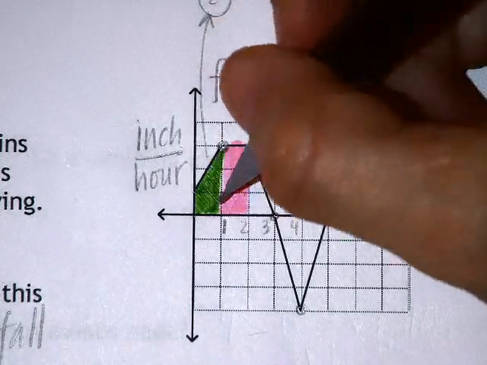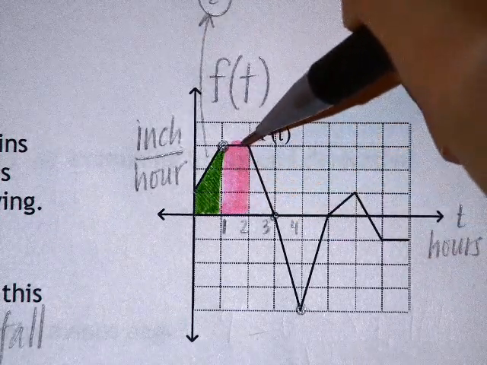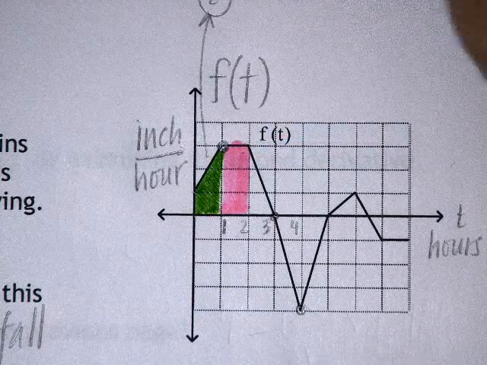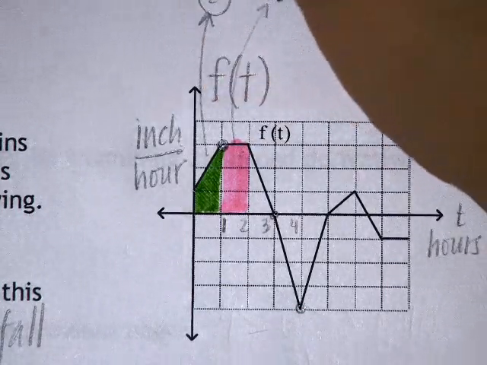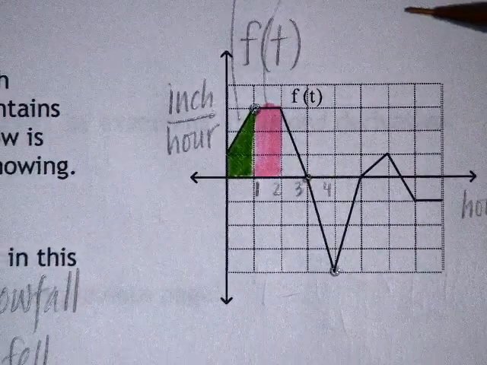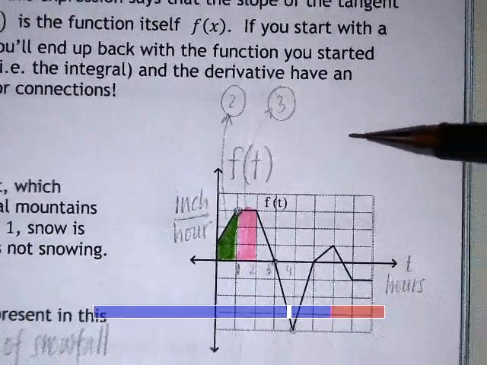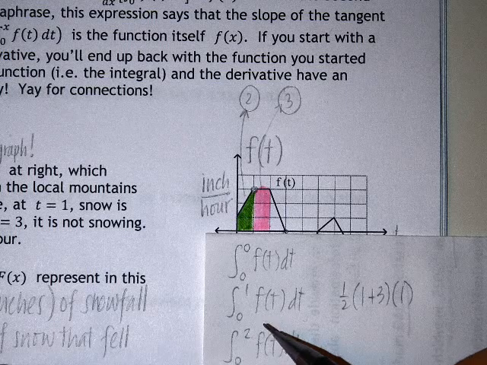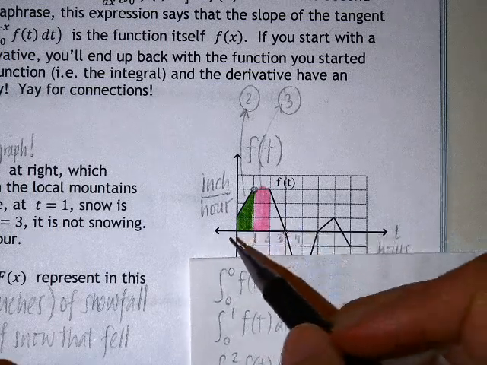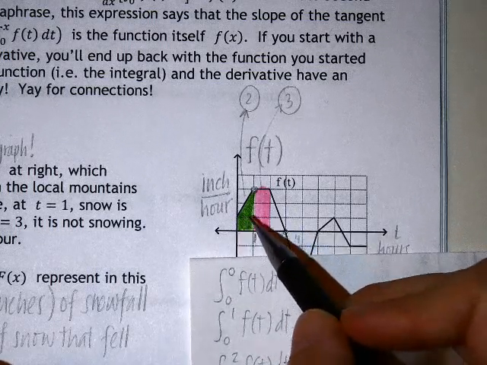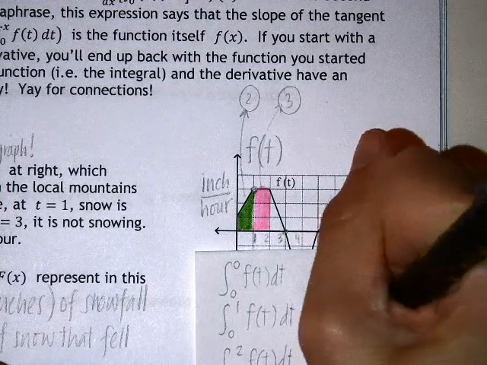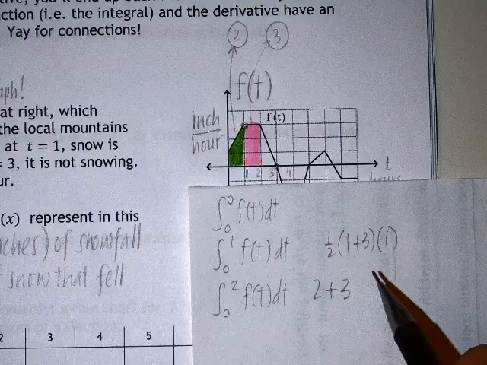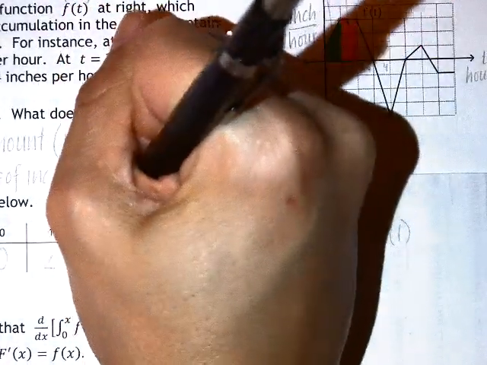The area from 1 to 2 is a nice little rectangle. So base of 1, height of 3, that means this area is going to be 3. And that means in total, because again, remember the integral that I'm trying to find is the integral from 0 to 2. That's the total region from 0 to 2. So that would be the first green space, which is 2, plus the pink space, which is 3, for a total area of 2 plus 3, or 5.